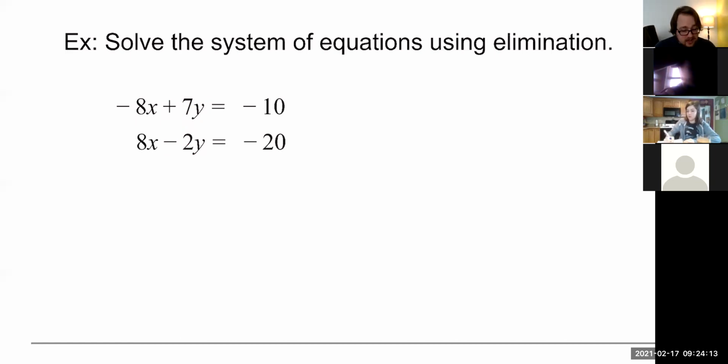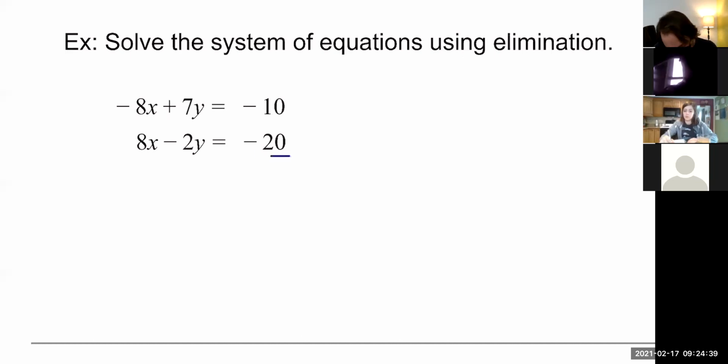So where we'd actually like to look here is this time on the x's. Notice the top coefficient is -8. The bottom coefficient is a +8. That's exactly what I like to see. They are perfectly opposite of each other. So what that allows me to do, this being the perfect case, is that everything's already set up to create this elimination.